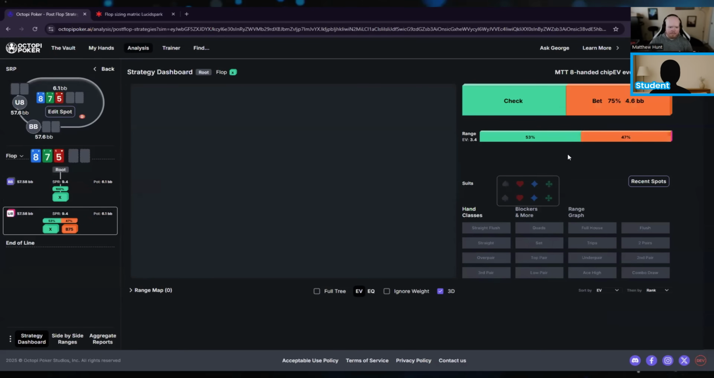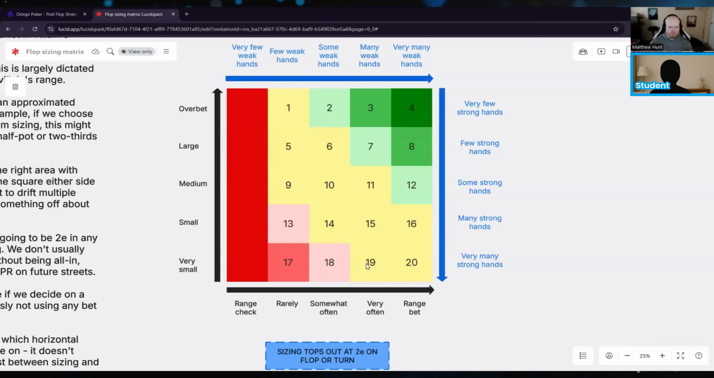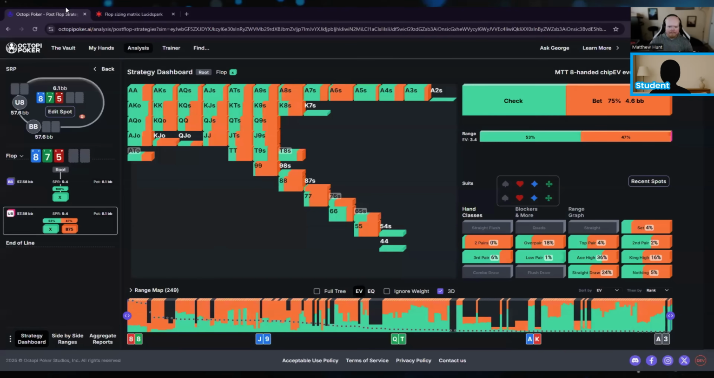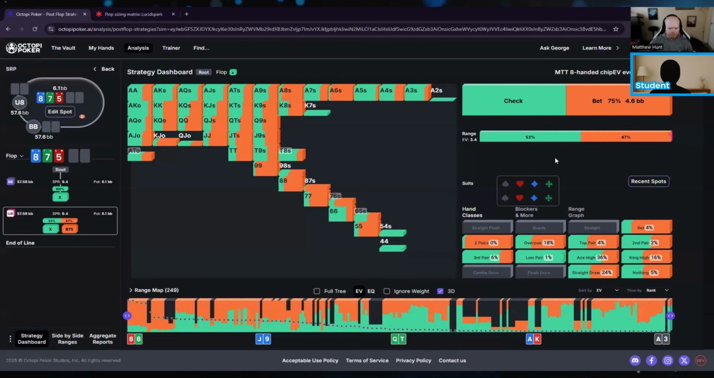Okay, nice and easy, right? We are betting about half the time. So in terms of frequency, we're right in that middle territory somewhat often. And then we're betting 75% pot. We're betting a medium to large size. So this is like a number 6, basically, or maybe a number 10, depending on where you want to put that threshold. But it's right in that middle zone, right?